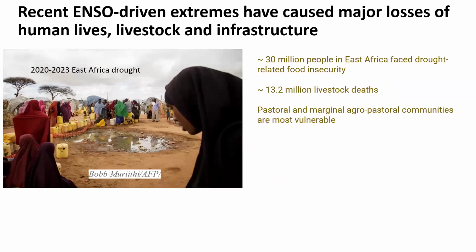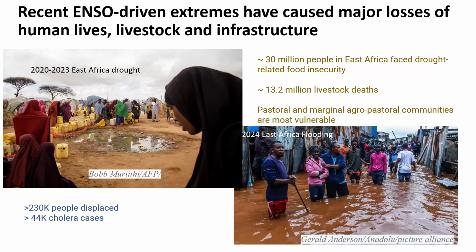So from 2020 to 2023, there was a prolonged drought. In fact, the worst drought that's affected East Africa, where 30 million people were facing food insecurity because of the drought. And over 13 million livestock died during this drought. And this was a consequence of 6 consecutive failed rainy seasons. As I mentioned, it is one of the most severe droughts to have affected the region, and there have been studies to attribute this to human activities. But this was a drought that was to some extent attributed to La Nina conditions.